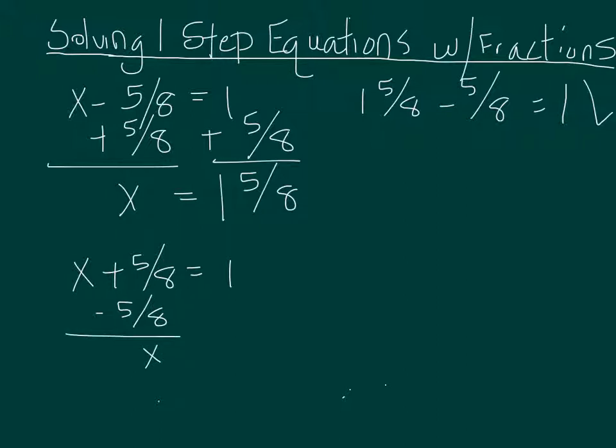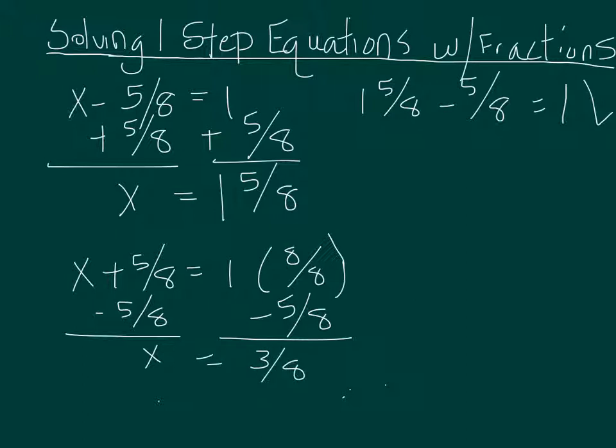Now, to make this simpler for ourselves, let's think of 1 as, and I'm going to put it in parentheses just so you can see it, 8/8. Well, 8/8 minus 5/8 is going to give us what? That's right, 3/8. x equals 3/8. So let's check that. Substitute the 3/8 for our x, plus 5/8 gives me 8/8, which is 1. So check, we've done that correctly.